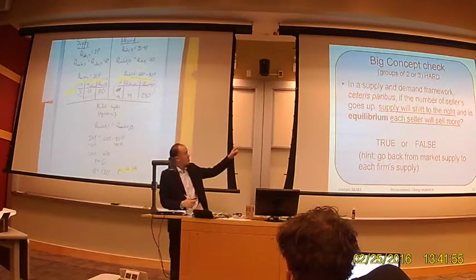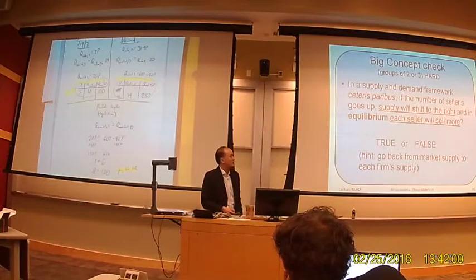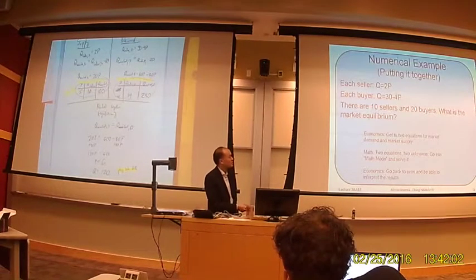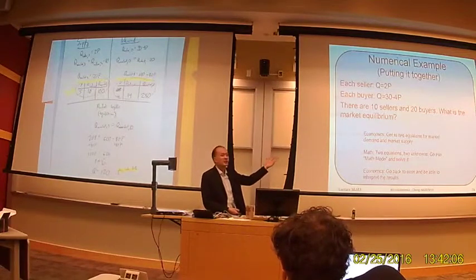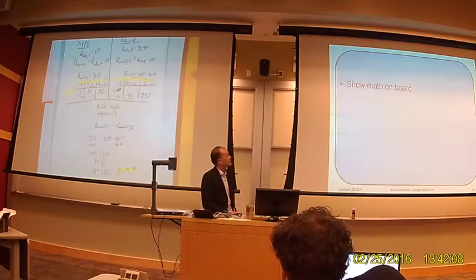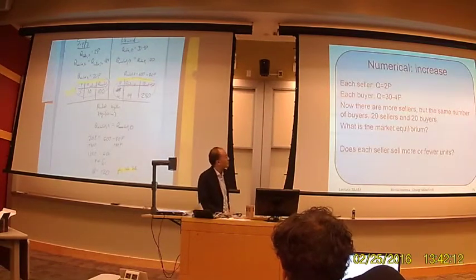So getting back to the original question, if the number of sellers goes up, the supply will shift to the right, and in equilibrium, each seller will sell more. So I need to test this idea numerically. I need to increase the number of sellers.